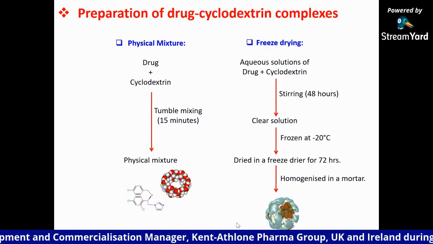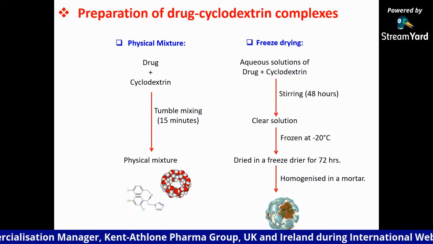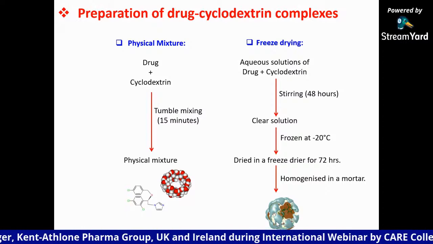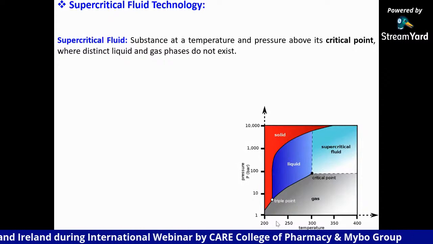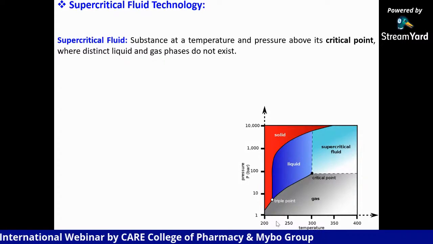So we can see the below image. This forms a complex of the drug into the cyclodextrin. And later, we employed supercritical fluid technology, that's supercritical carbon dioxide processing for forming of complexes.